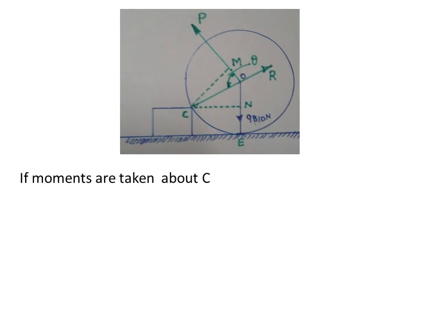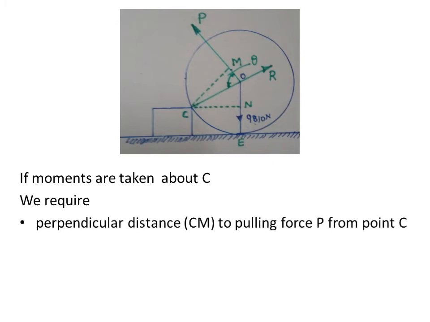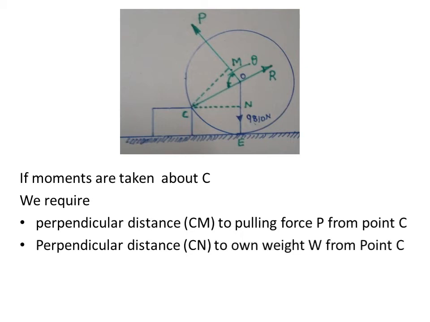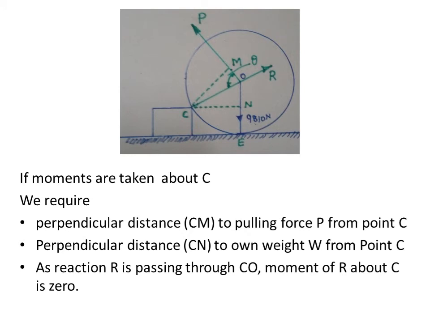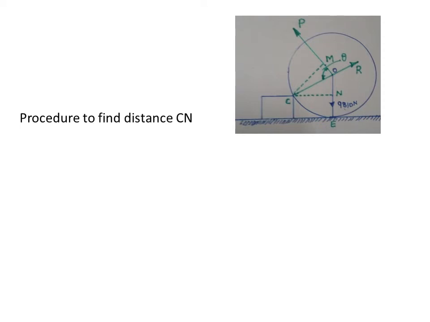If moments are taken about point C, we require perpendicular distance Cm to pulling force P from point C, perpendicular distance Cn to its own weight W from point C. As reaction R is passing through CO, moment of R about C is 0. Procedure to find out distance Cn, we will see.